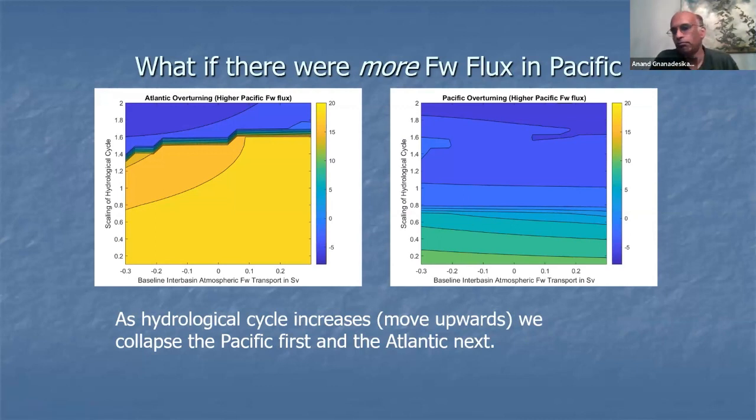Now, if I start off with more freshwater flux in the Pacific, which is one of the standard explanations for the last 40 years, what I find is that as I increase the freshwater flux in the Pacific or in the Atlantic, the overturning turns off.